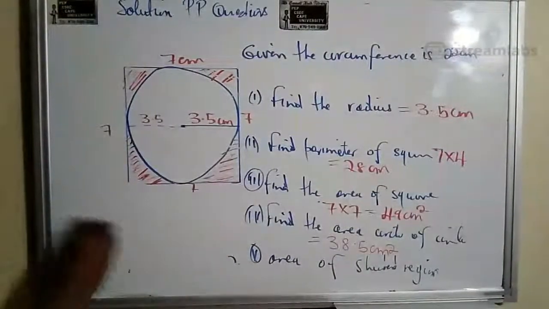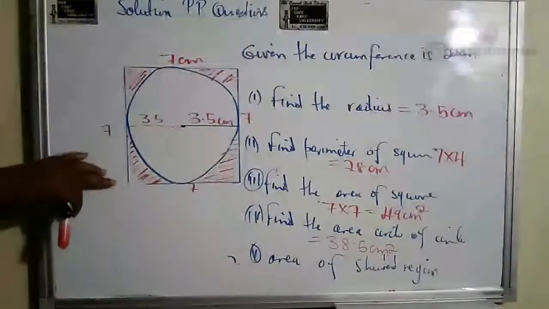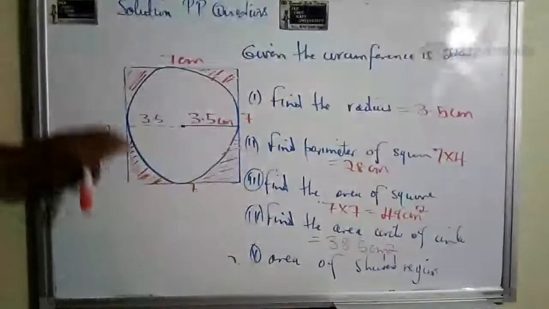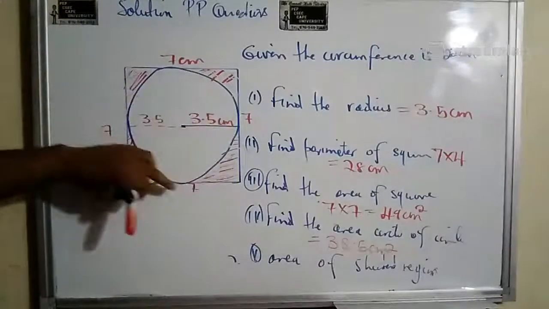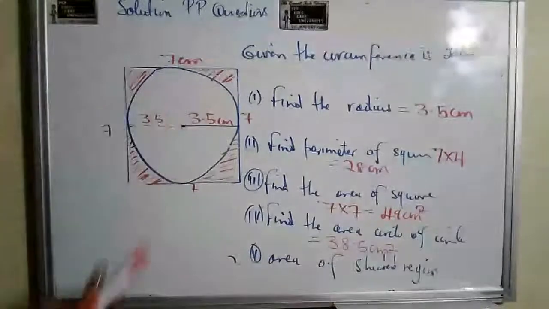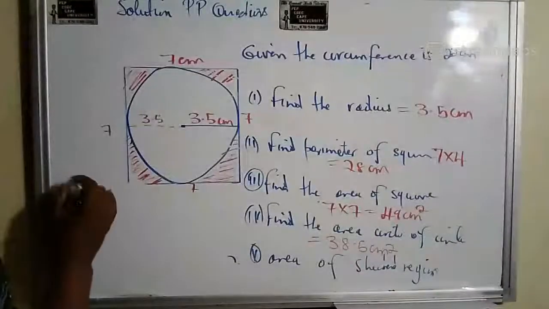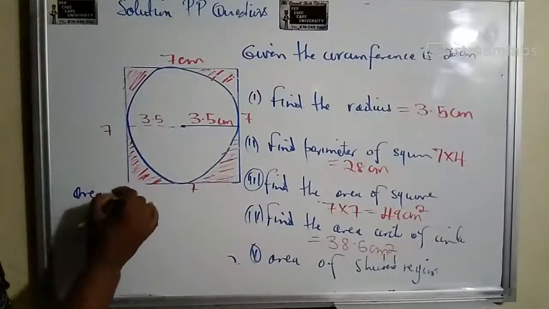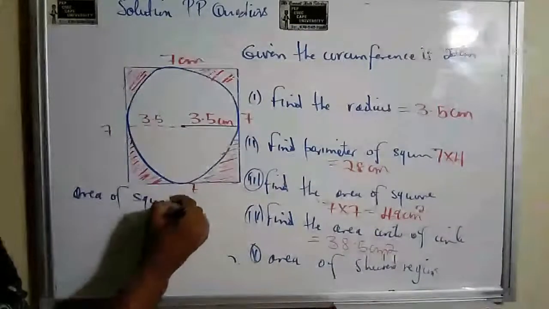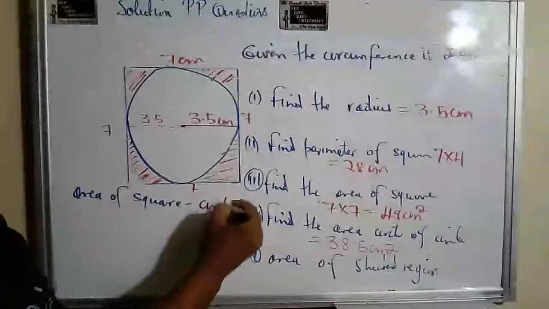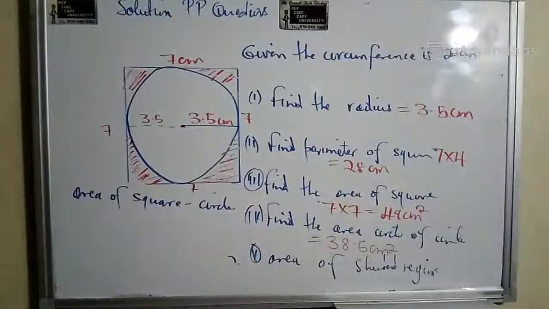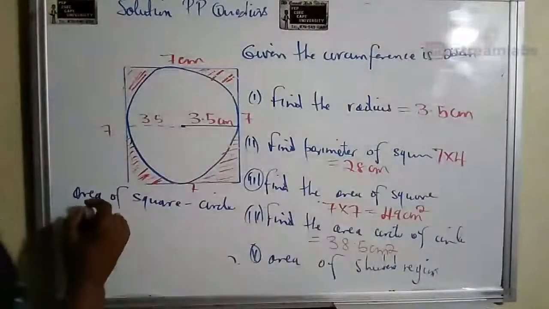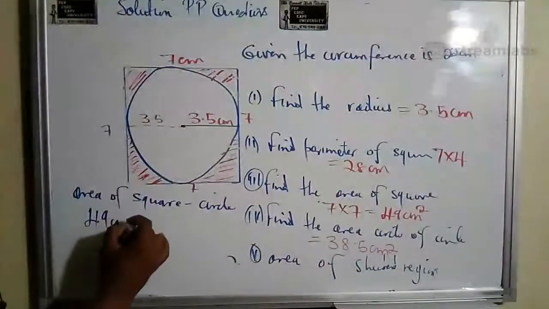So we know that the area of the square is everything, right? But if we take out the area of the circle, that would leave the remainder. So let us do that. It's the area of the square minus the area of the circle. So we had found these already. What was the area of the square? That was 49 centimeters squared.